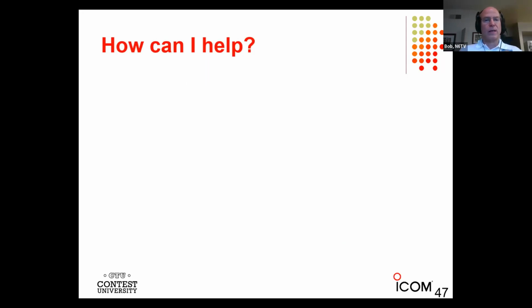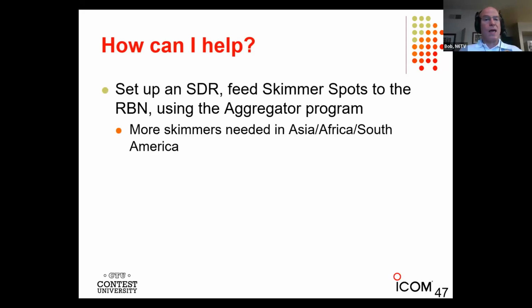How can you help the RBN? You can set up your own SDR, and even the cheap dongles will work, although I recommend a better one to avoid images and false spots on the wrong frequencies. The skimmer software itself costs a little bit, but you can get a lifetime license for, I think, all your PCs. And then you can choose to feed those spots to the aggregator, and the aggregator feeds them to the Reverse Beacon Network, or you can just run it locally and keep it all to yourself.